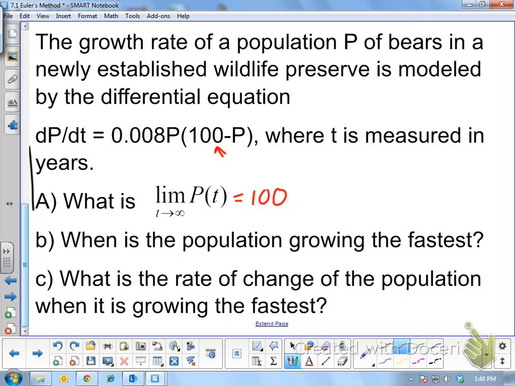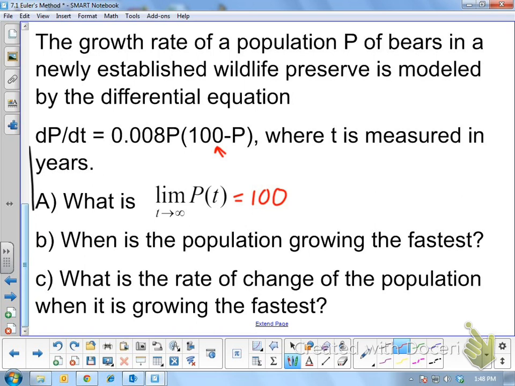When is the population growing the fastest? So we have to think back to something we've learned before. It's asking us when our population is growing the fastest. What do we call finding something that's the fastest or the greatest or the least or the slowest? What do we mean when we're talking about the biggest values? Yes, maximums.